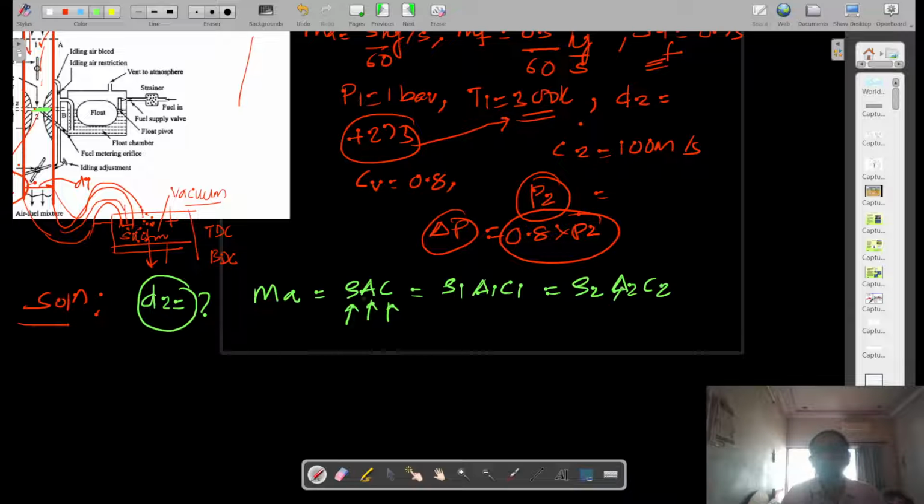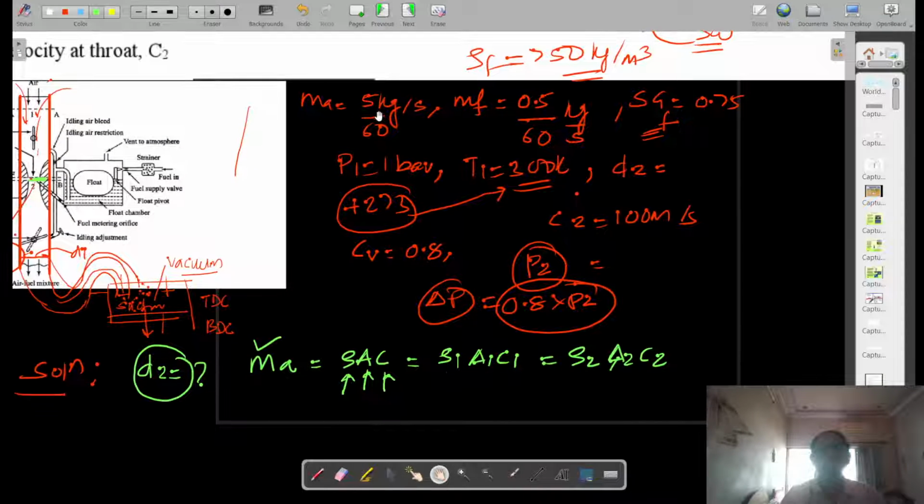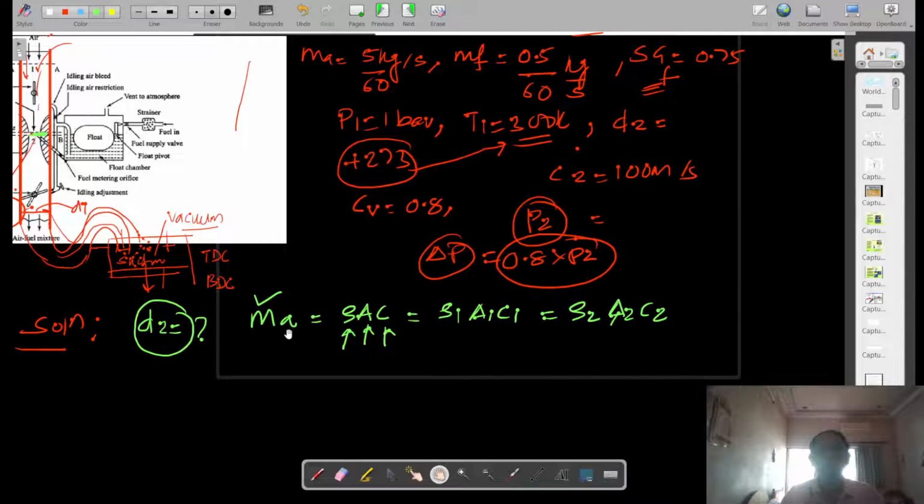So, if I can calculate the mass of air that is flowing, the mass flow is already given. We have already seen that the mass of the air is 5 kg, so 5 kg per minute, which is 5 by 60 kg per second. So this value, 5 by 60, is known.